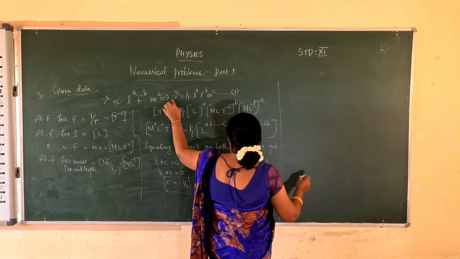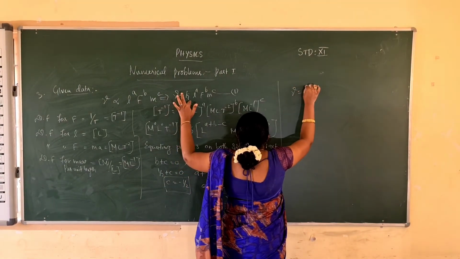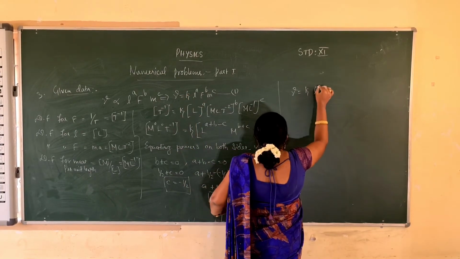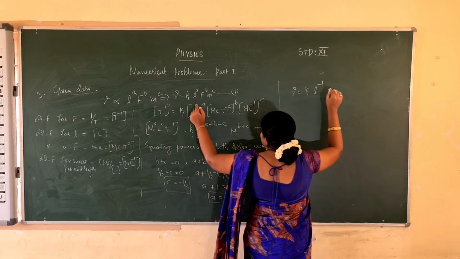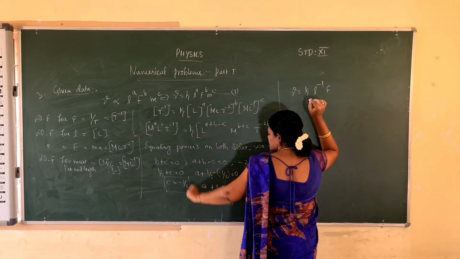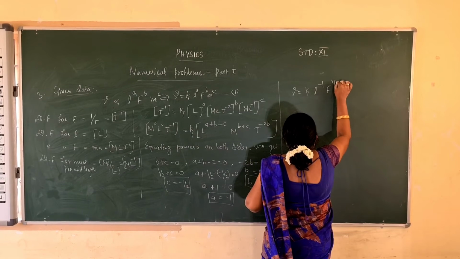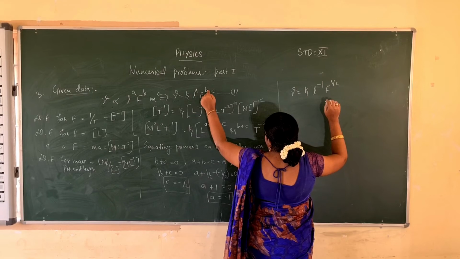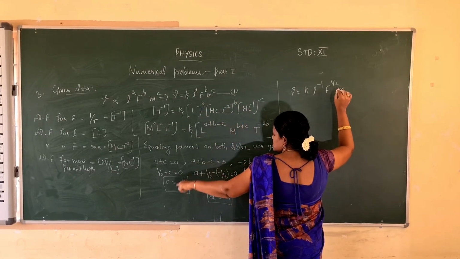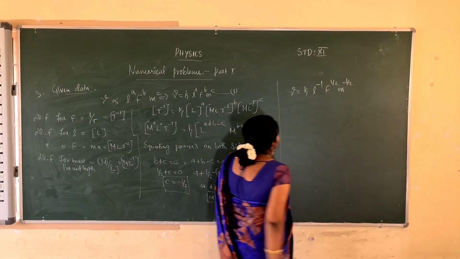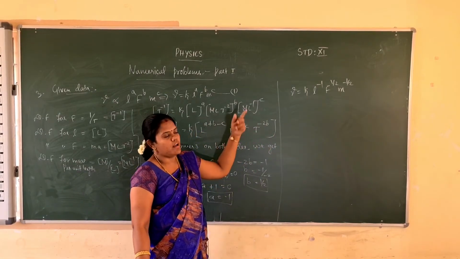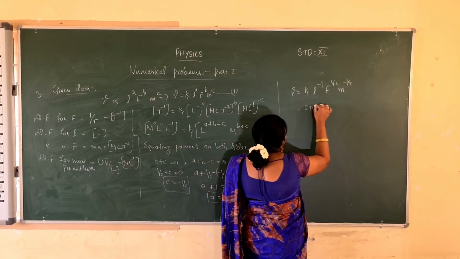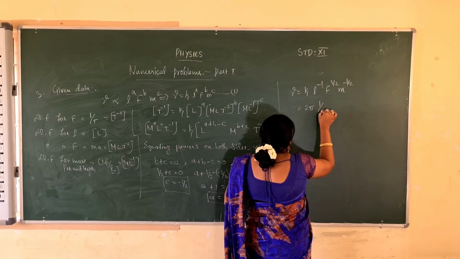What's equation 1? Mu is equal to K value into L power A, which is minus 1, then F power B, what's the value of B? Half, then M power C. So C is minus half. So K, L power minus 1, F power half and M power minus half. So K value is 2 pi, then L power minus 1 is 1 by L.